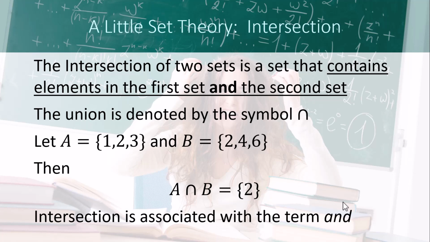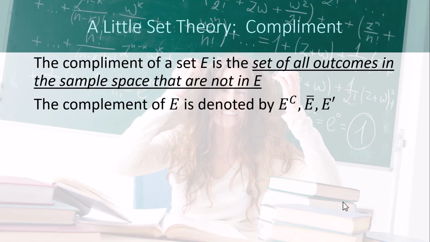So we have union, we have intersection, we now have complement. The complement of a set E is the set of all outcomes, or a set of all elements in the sample space, that are not in E.